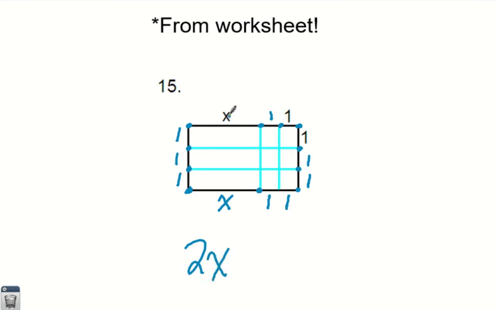So we can add those together as like terms, and all the ones add together as like terms, and this would be your final answer, because you can't add 2x and 10. They don't mix. They're not alike. So the final answer for number 15 is going to be 2x from the x plus x, and then the 10 from all the ones. And that's it for 2.2.